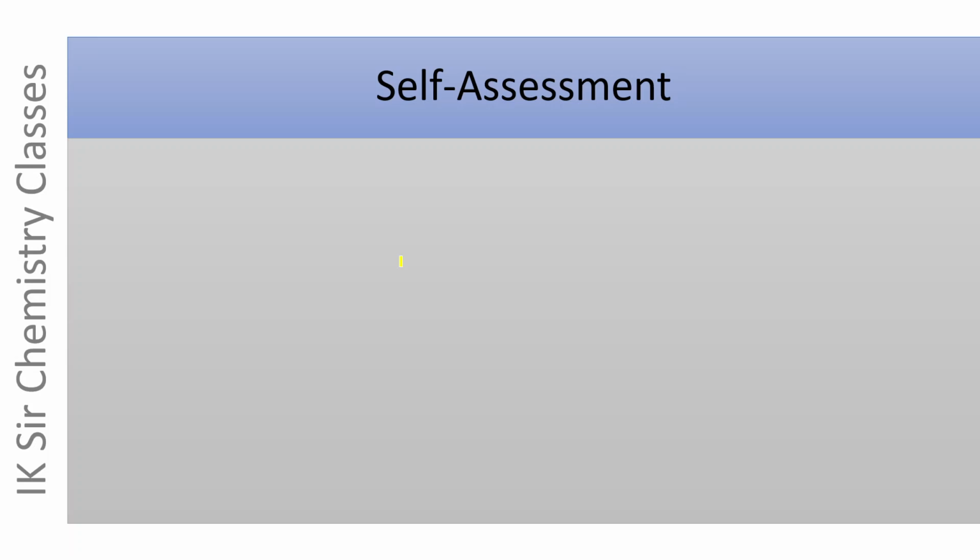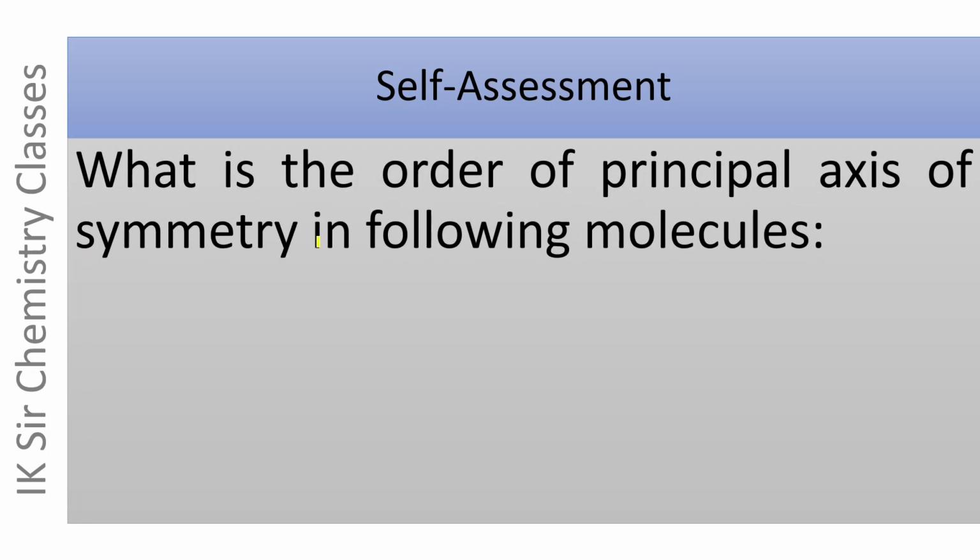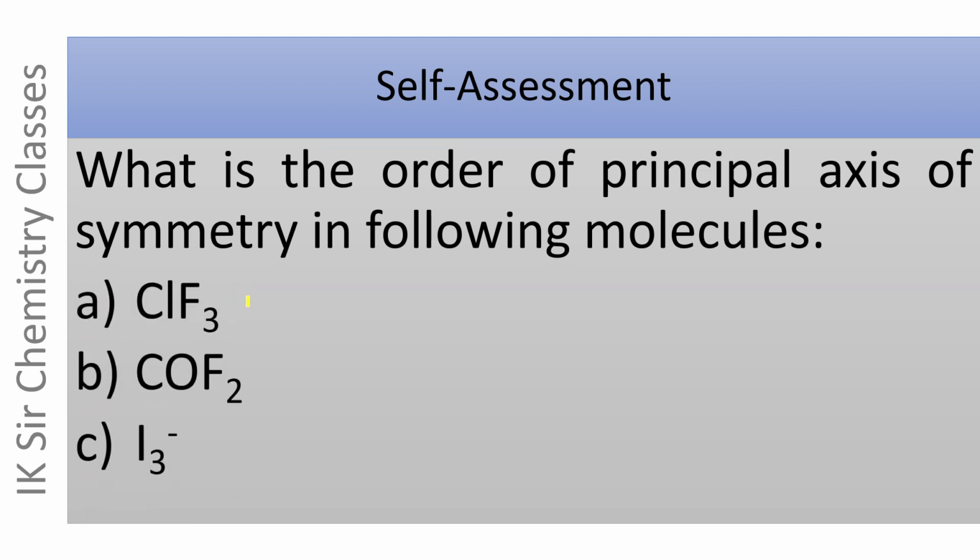Self-assessment. Now it is time to judge yourself how far you have learned the main points discussed earlier. What is the order of principal axis of symmetry in following molecules? ClF3, COF2 and I-ion. You have to find out the order of principal axis of symmetry in these molecules or ions, and you have to submit the answer in the classroom for evaluation.